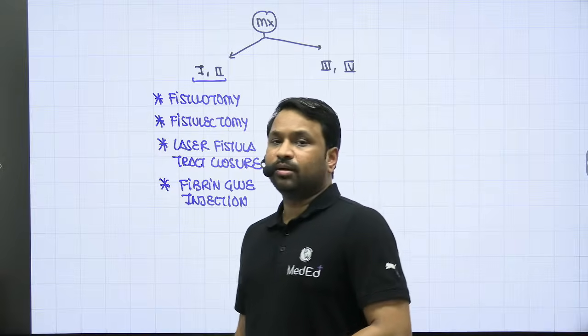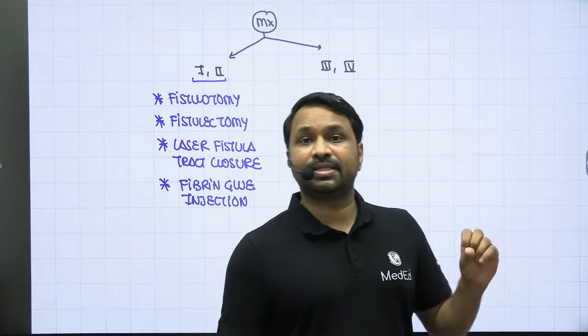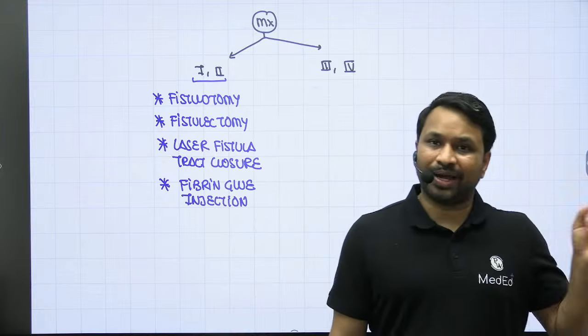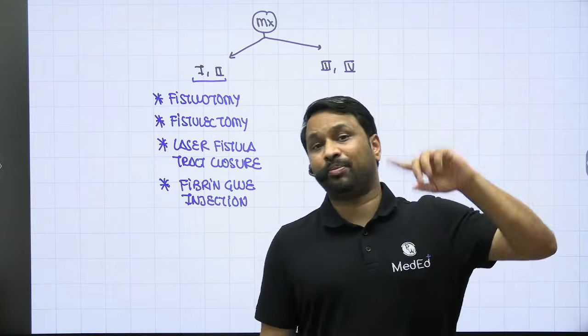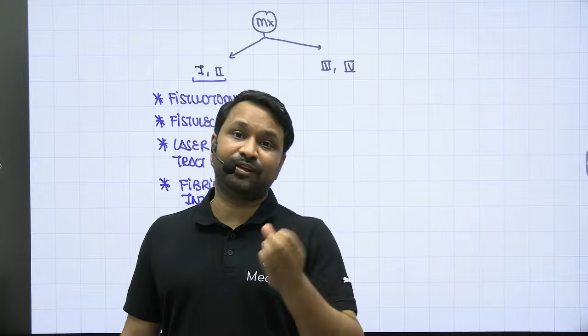Rishabh, you're talking about the tags, no? They're called a sentinel pile. Sentinel piles are a feature of fissure in ano, not fistula in ano. Okay? Sentinel pile is different, pile is different. Pile is called hemorrhoids. Sentinel pile is called skin tags. Skin tags are seen in fissure in ano.